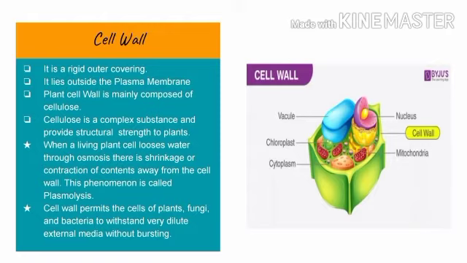When a living plant cell loses water through osmosis, there is a shrinkage or contraction of contents away from the cell wall. This phenomenon is called plasmolysis. The cell wall permits the cells of plants, fungi and bacteria to withstand very dilute external media without bursting. Here the cell wall is shown in the figure; the green covering is known as the cell wall. Please learn the diagram of this and also learn the process of plasmolysis.